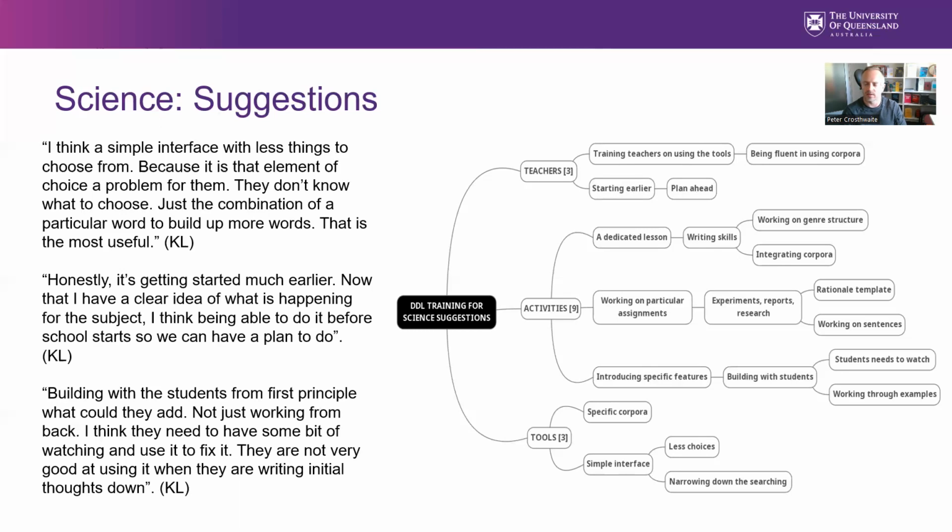They felt that getting started much earlier in the school year, or even earlier in the development of the high school students themselves, so introducing this in year 7 rather than in years 9 and 10, would be a much better approach. This would allow them to plan and integrate the use of corpora and DDL more effectively than introducing it, say, in the middle of term 2 for students in year 9.